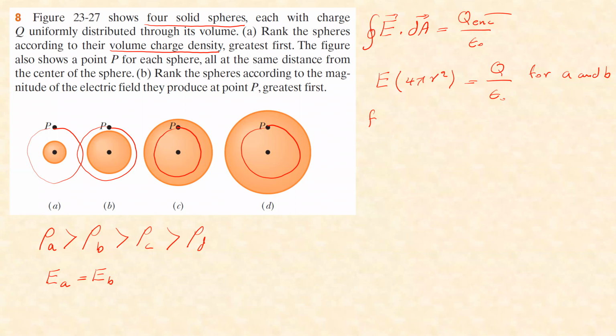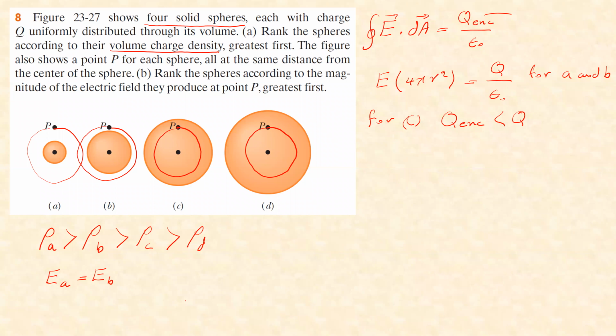But for C, Q enclosed is less than Q, right? Because some of the charge is not inside that Gaussian surface. Some of it is outside. In part A and B, all the charge Q is inside the Gaussian surface. But in C and D, some of the charge is outside. Does it make sense?